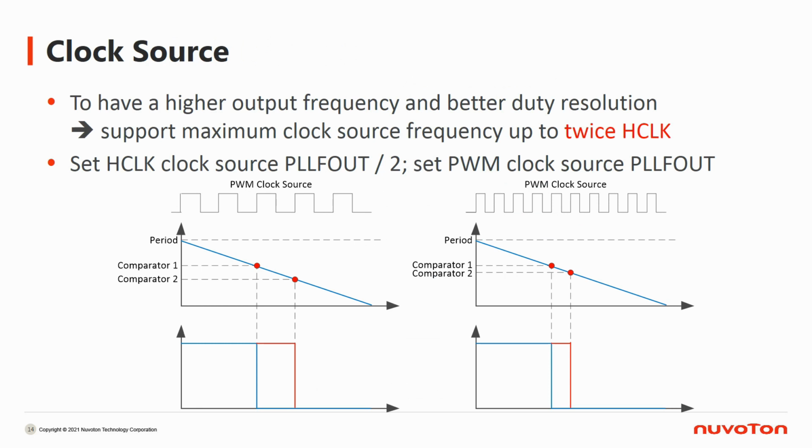After block diagrams, we would like to talk about the clock source of PWM. In order to have higher output frequency and better duty resolution, we support a maximum clock source frequency up to twice HCLK. For example, if we set the clock source of HCLK as half of PLL, it would be like setting the clock source of PWM as PLL.